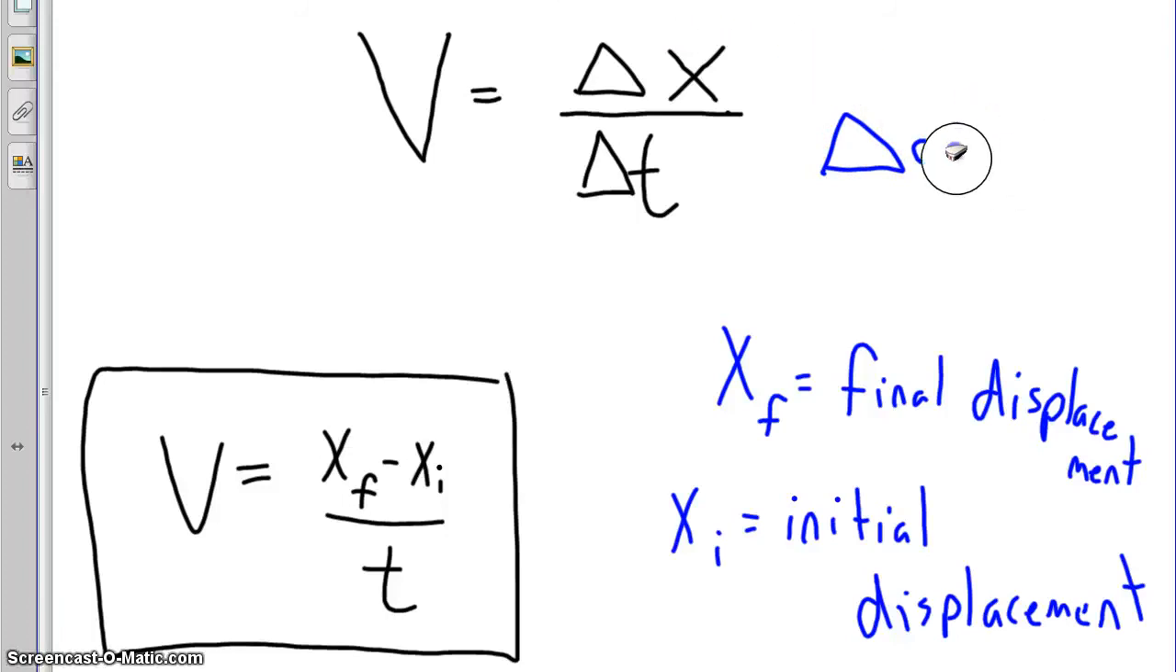When we talk about delta, delta represents the change in something. So this x is the displacement. So we're defining the velocity as the change in displacement divided by the change in time. Now, if you're going to calculate the change in something, you have to know where it began and where it ended. And you take the difference between those two. And that's exactly what you have here. The final displacement minus the initial displacement.